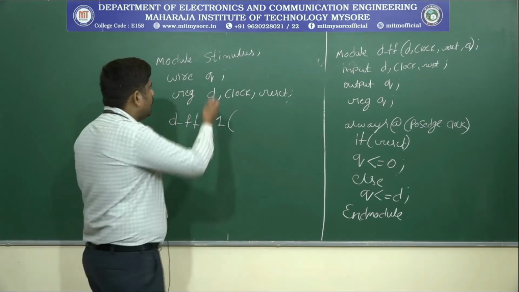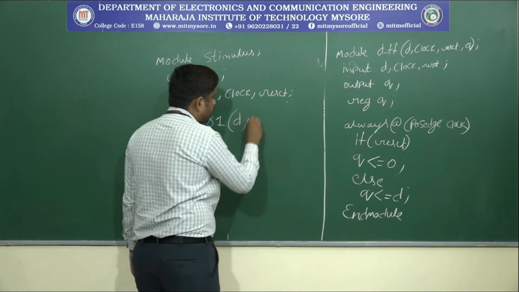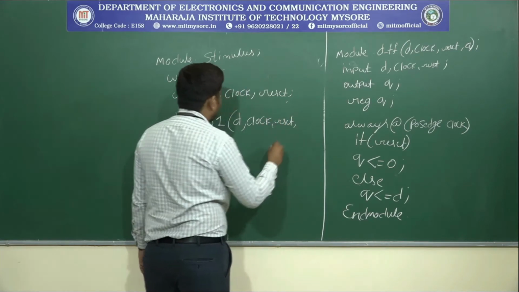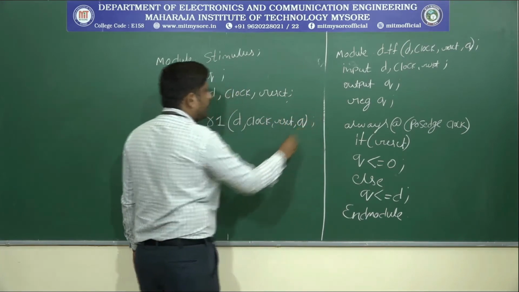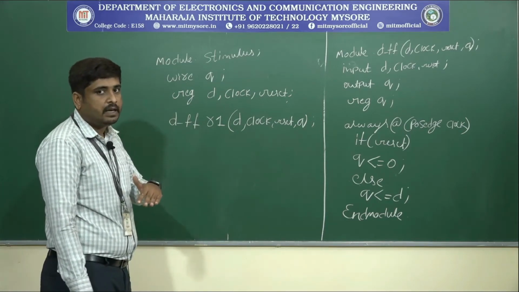Inputs and outputs. So obviously here the same name you have to assume. So you can easily write D, then clock, then reset, then Q. Okay. So one more way is instantiation, which we will discuss in the laboratory.